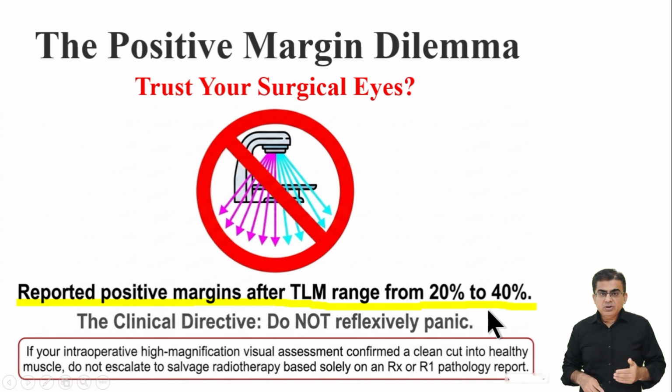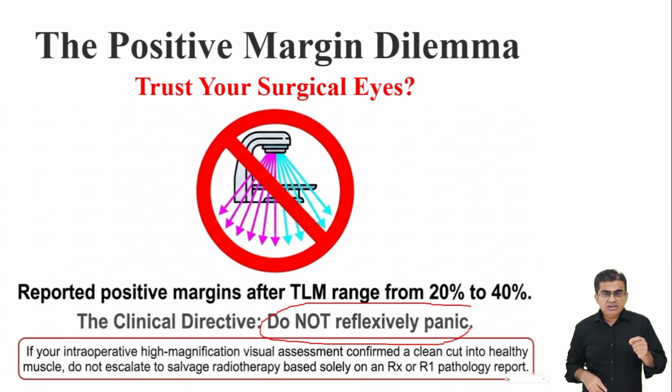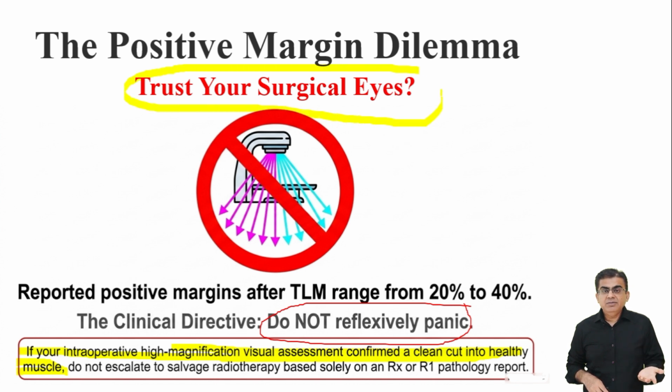When you receive one of these positive reports, look at the strict clinical directive on your screen. You must not reflexively panic. If your high magnification visual assessment in the operating room confirmed a clean cut straight into a healthy muscle, you must trust your surgical eyes. You must absolutely not escalate this patient to salvage radiotherapy based solely on a thermally altered or unreadable pathology report.